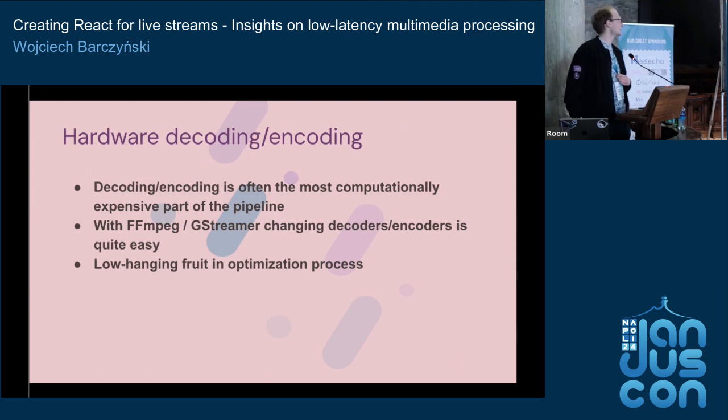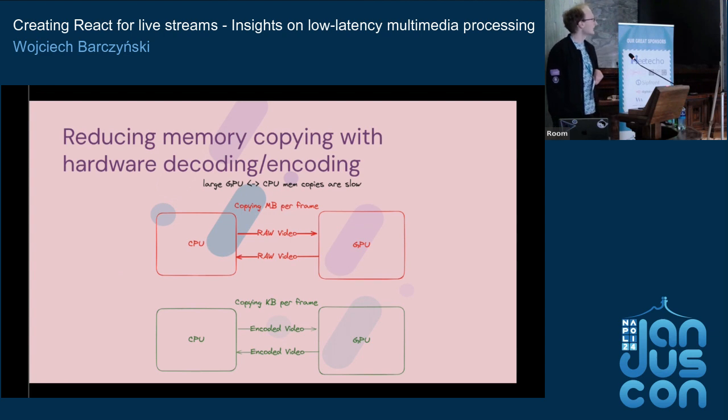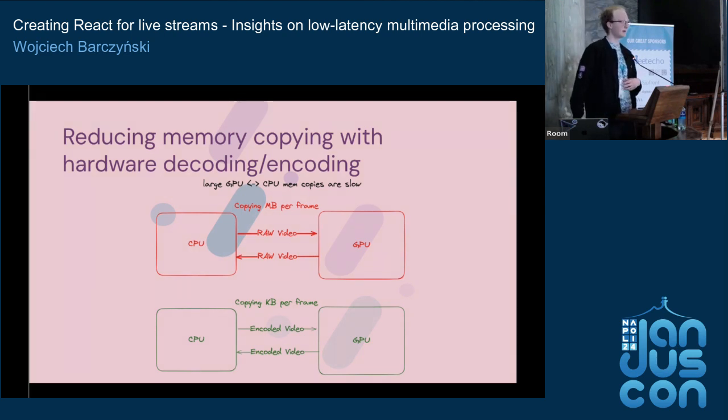Another low-hanging optimization fruit in this process is using hardware decoding and encoding. So instead of using the CPU-based implementation, you can use a GPU-based one. And if you use something like FFmpeg or Ustreamer for that, it's pretty easy to change from one to another. For us, decoding and encoding was one of the most expensive parts of the whole pipeline. Usually you hit over 70% of CPU usage on just those two parts.